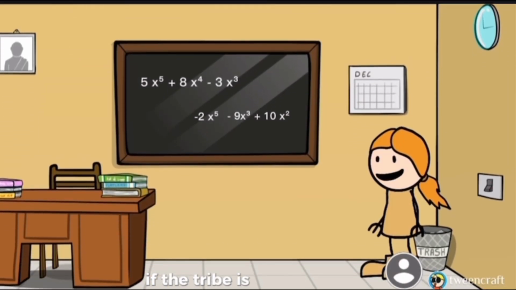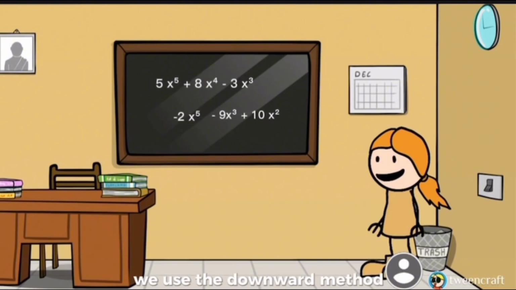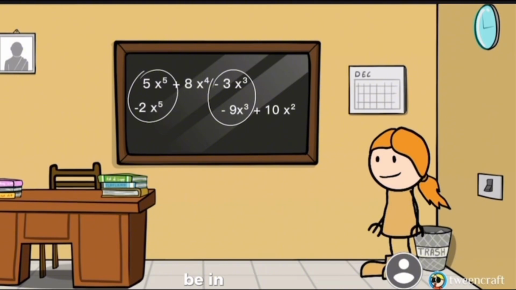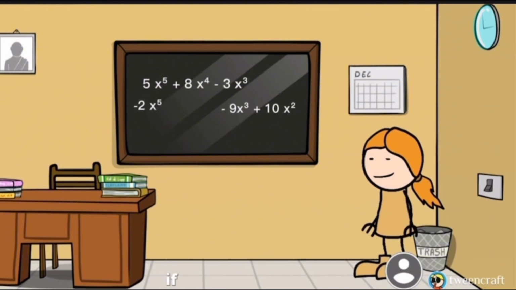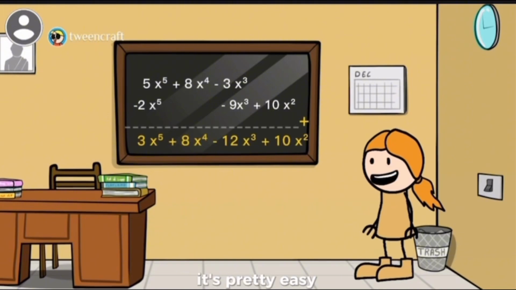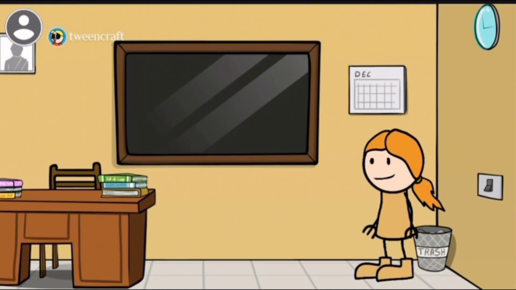The similar ones we can calculate, so the form of the operation is simpler. If the terms are of 3 types, how do we add them up? We use the downward method, writing them in order from the highest rank, and the similar ones must be in one segment. If it doesn't have a pair, it's considered 0. After that, just add them up. It's pretty easy, right guys?